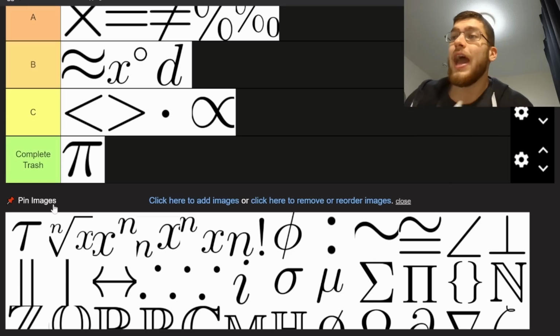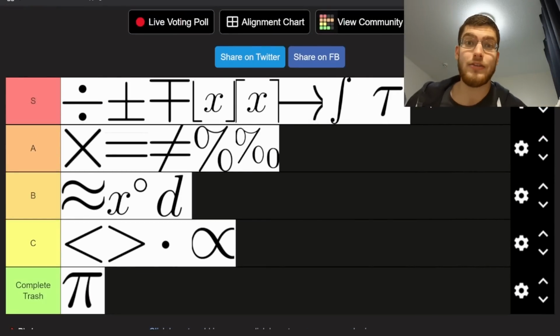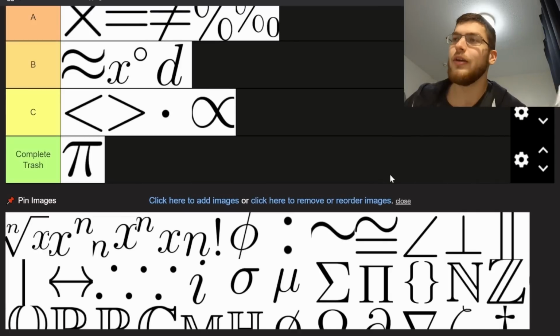Tau is much better than pi. It makes more sense. I'm going to put it in S tier. I'm gonna do it. I'm gonna put it in S tier. I don't care what you guys are gonna say, okay? Shoot me. I'm gonna put it in S tier, all right? I will die on this hill.